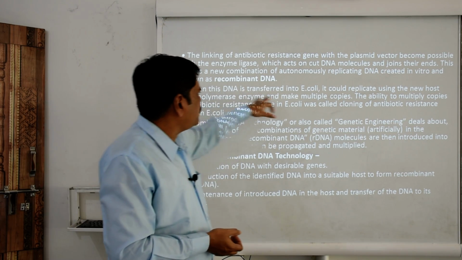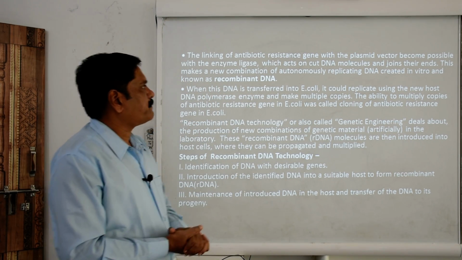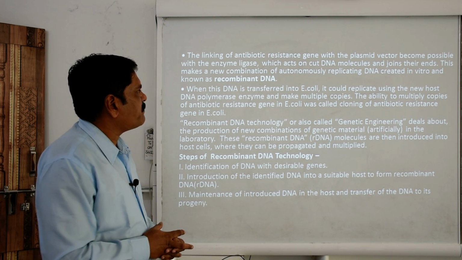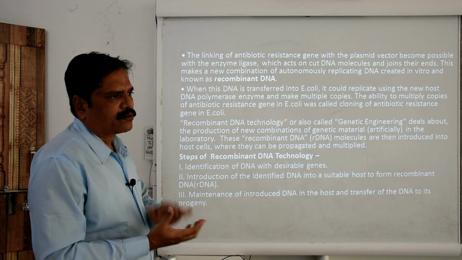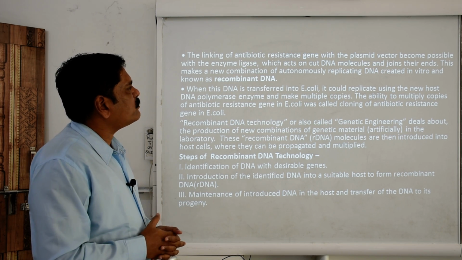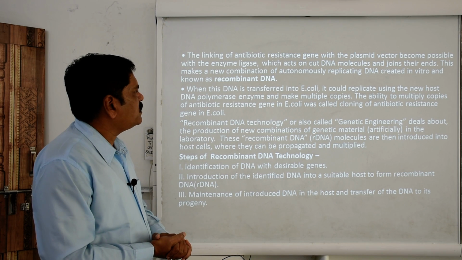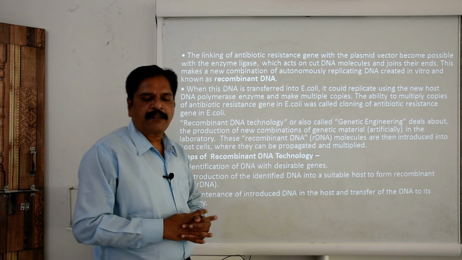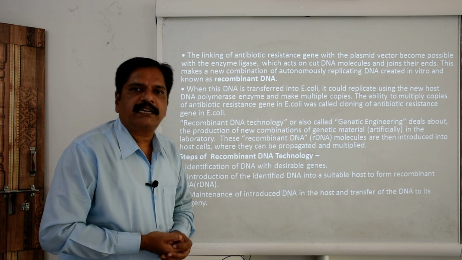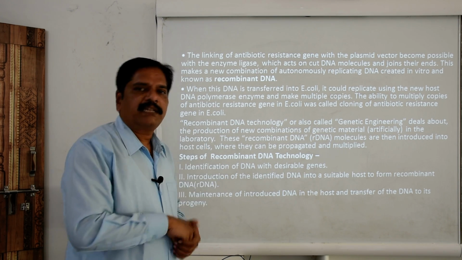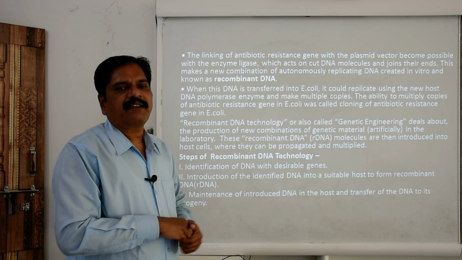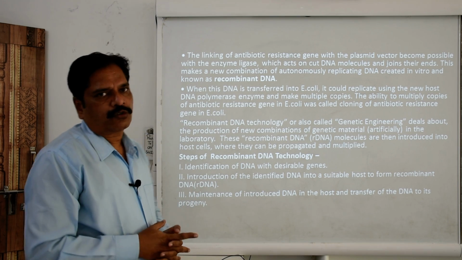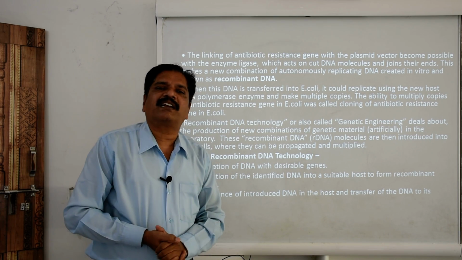Now, when this DNA is transferred into E. coli, it can replicate using the host's DNA polymerase enzyme and make multiple copies. This is called cloning. The ability to multiply copies of the antibiotic resistant gene in E. coli was called cloning of the antibiotic resistant gene in E. coli. So the recombinant DNA which we made is now transferred into the bacterial cell, and E. coli is the most convenient source, or host, we use in this genetic engineering.